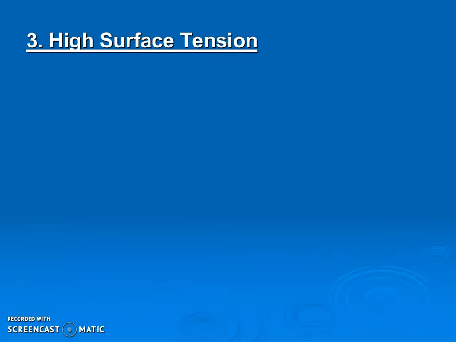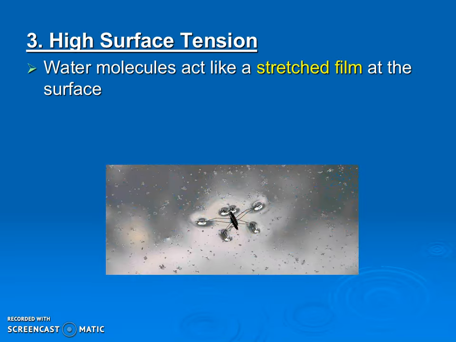Next water property, high surface tension. Water molecules like to act like a stretched film over a surface. Water does this through the process of cohesion, grabbing onto other water molecules. But what's really cool is it allows for very lightweight and wide things to be able to stand on top of water. This is a water strider bug doing this.